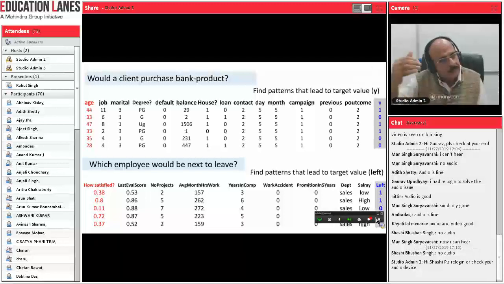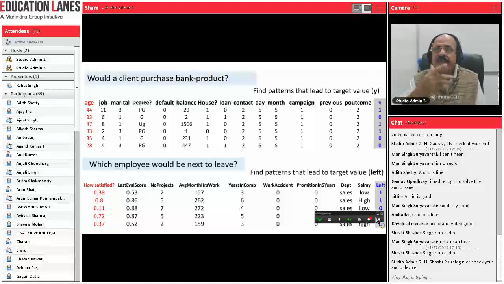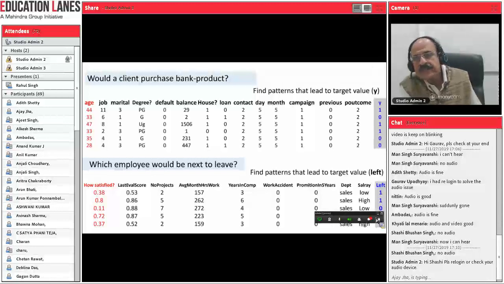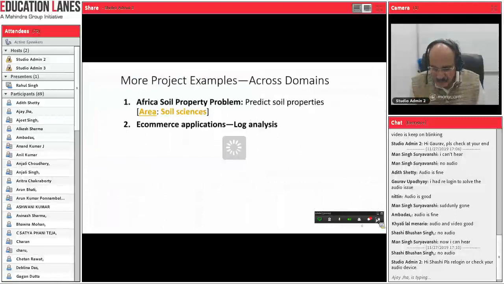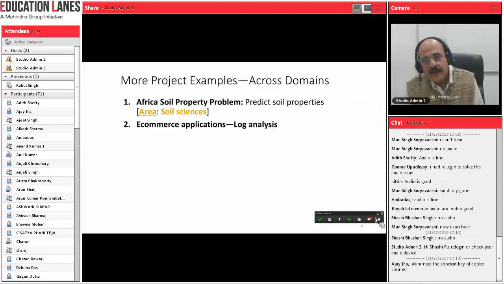Once the model is built, I feed the data of all employees, and it tells me that this employee may leave with a 70% chance, or may not leave with a 70% chance. So I can take preventive action accordingly. Maybe give him a promotion, maybe give him a good posting. Let me take an example from a totally different domain.